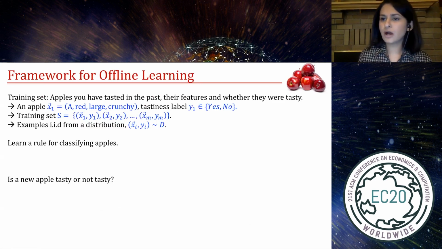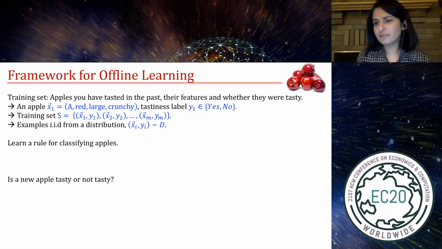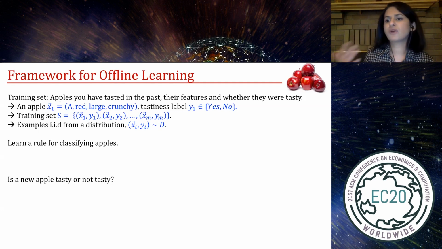So let's formalize these three things a little bit further. The apples that we are talking about, each of them can be shown as a feature vector. And these features are the things that you can use in your rule later on to decide what is tasty and what's not. And then the label is what you're interested in, which is to say whether an apple is tasty, yes or no. You work with training sets. Training sets are sets of apples and their level of tastiness that you've seen in the past. And the assumption in the typical offline learning framework is that this data set came IID from a distribution.